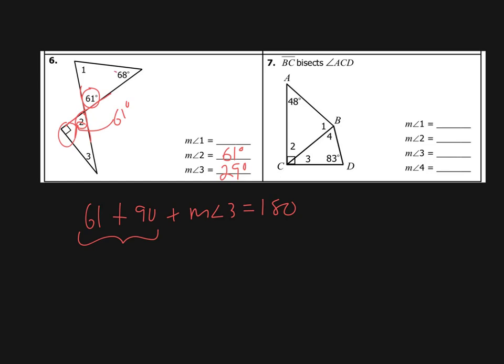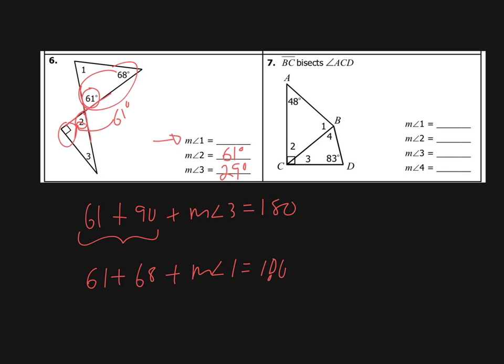I come up at the top, I got 61 and 68, so 61 plus 68 plus the measure of angle 1 is equal to 180. Why don't you wrap that up and get number 1 on your own.